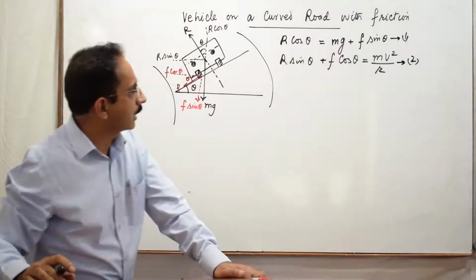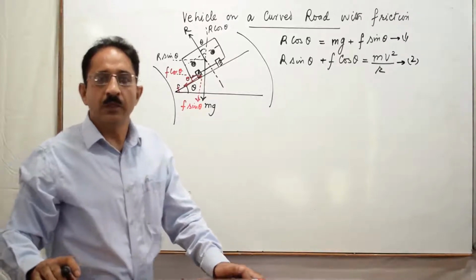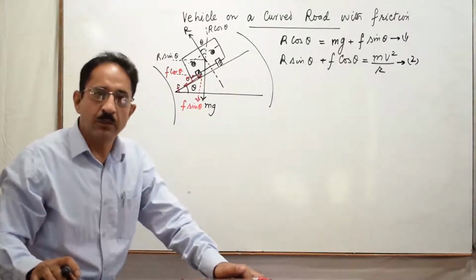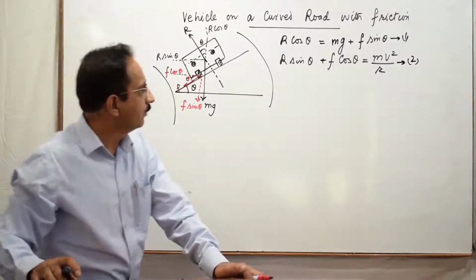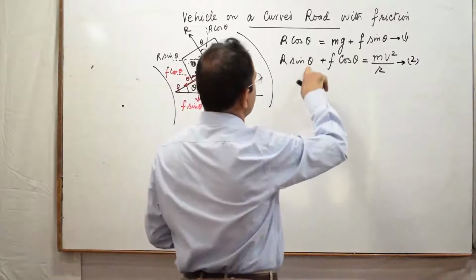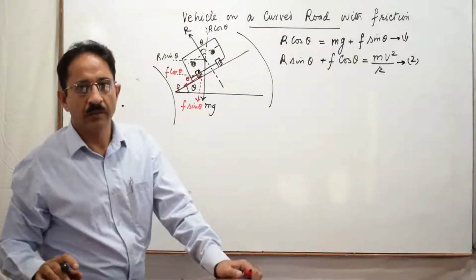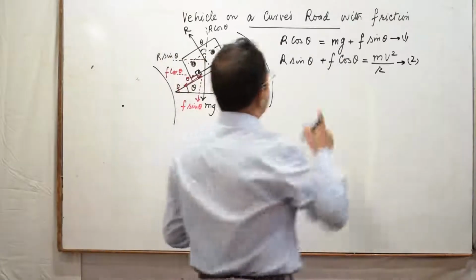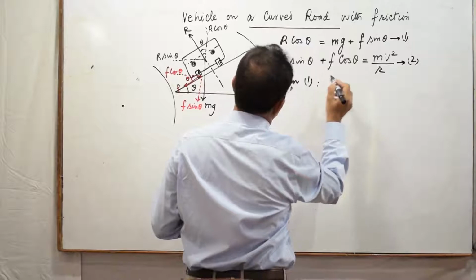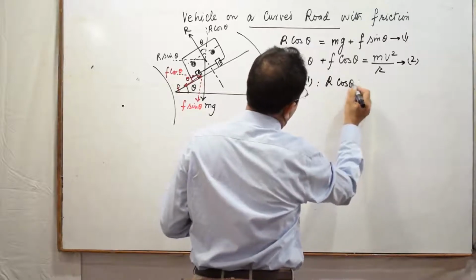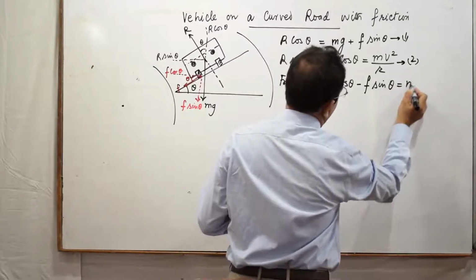We would like to find out again what is the safe limit of speed, with what speed the vehicle can negotiate this curve successfully without skidding. For that, we need to work out these two equations, and I will be trying to eliminate R. So what I do is, from equation 1, R cos theta minus F sin theta equals mg.